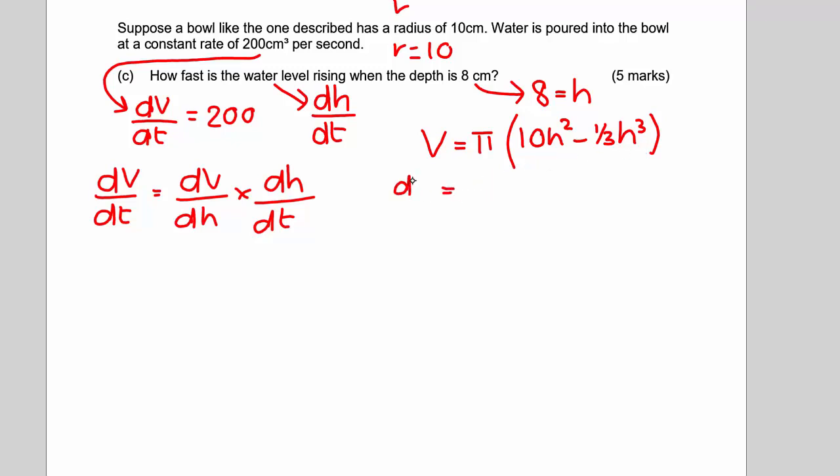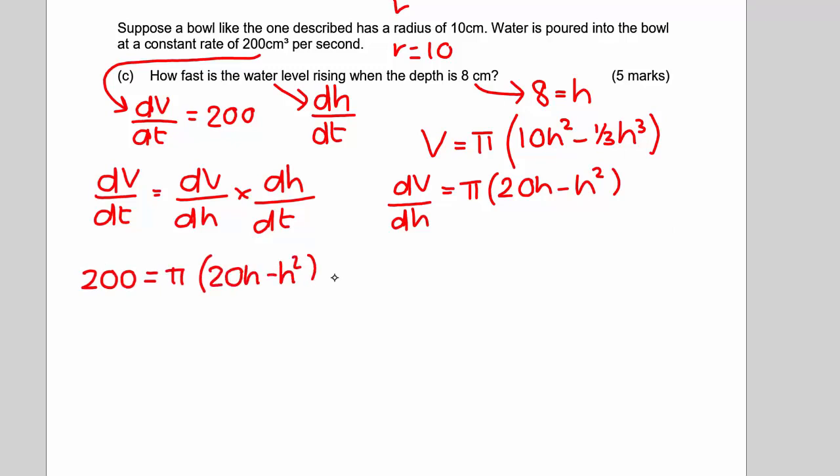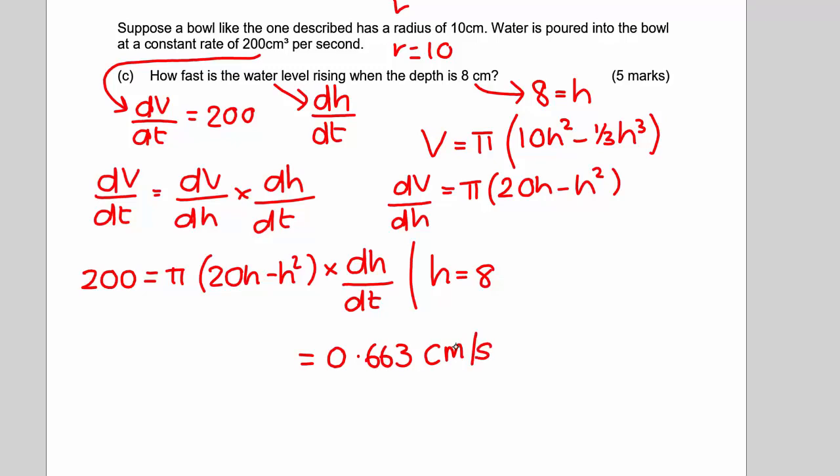So we know then that dV by dh, the pi can stay there, is 20h take away h squared. So really what we've got is 200 equals pi times (20h take h squared) times dh by dt when h equals 8, which we've been told, and we can work that out, and it's 0.663 centimeters per second.